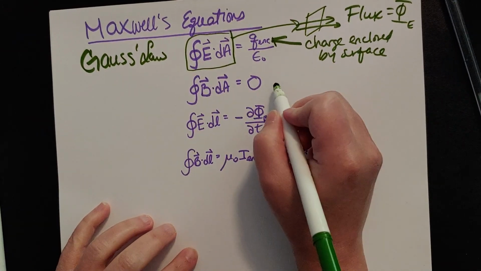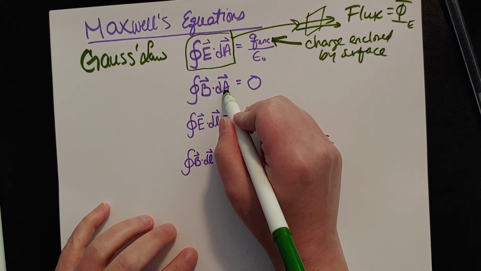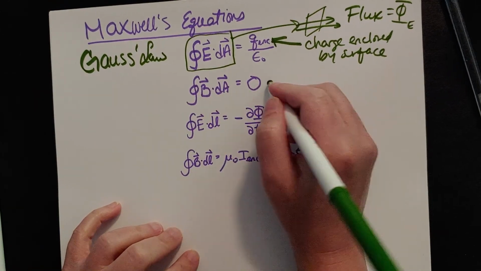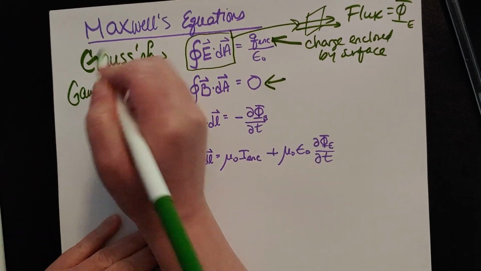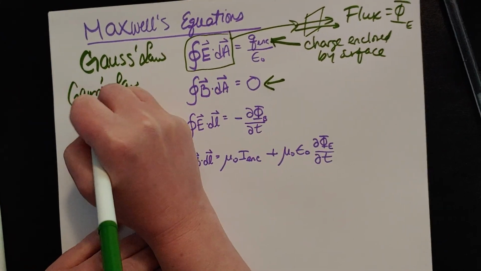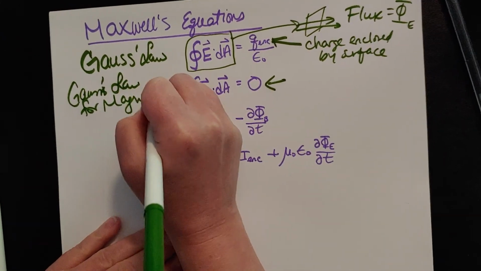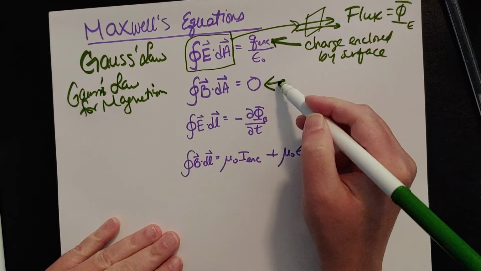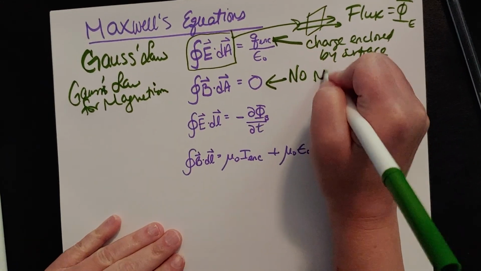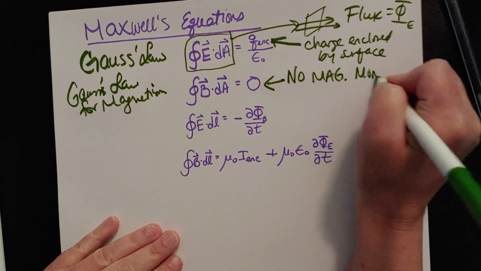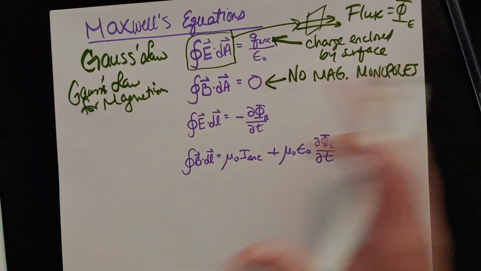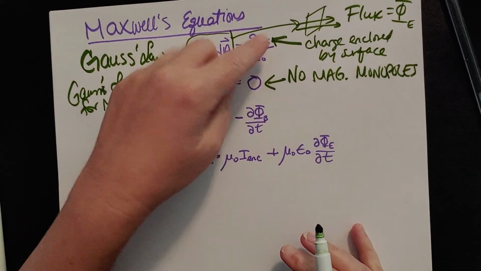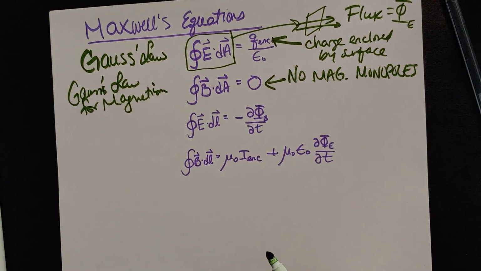Okay, this looks so familiar. This is saying the phi sub B, the magnetic flux, is equal to 0. This is called Gauss's law for magnetism. And so basically it's saying that there are no magnetic monopoles, nothing that can create that flux like a charge can. Okay, that's all nice and good.